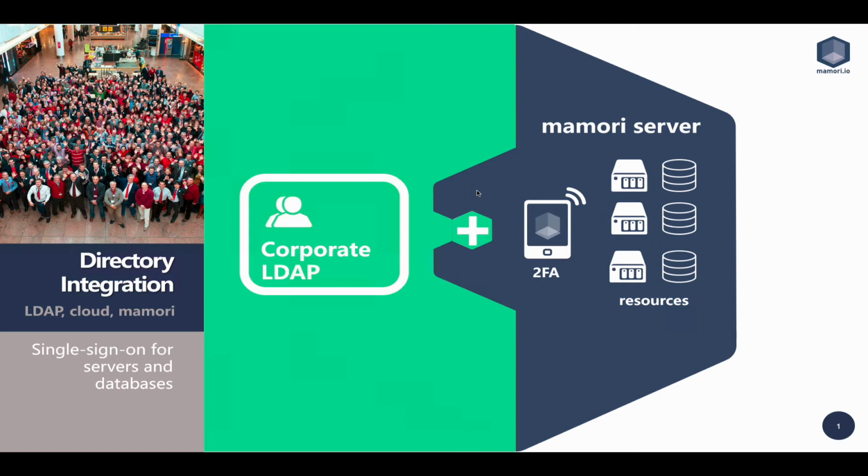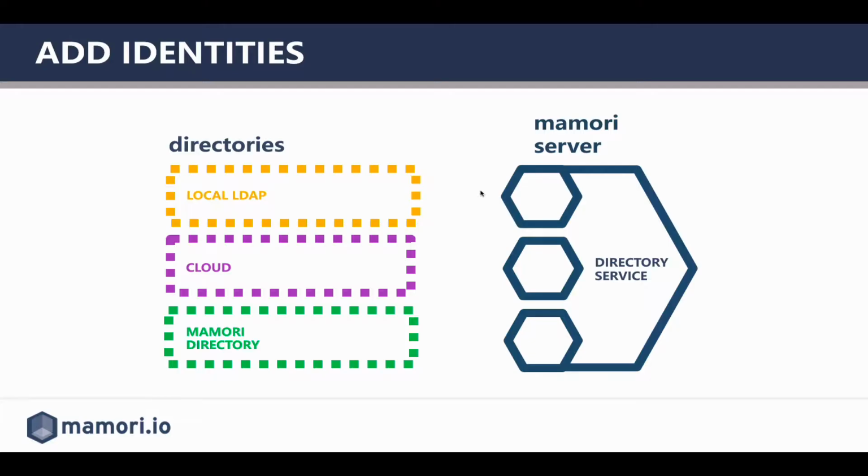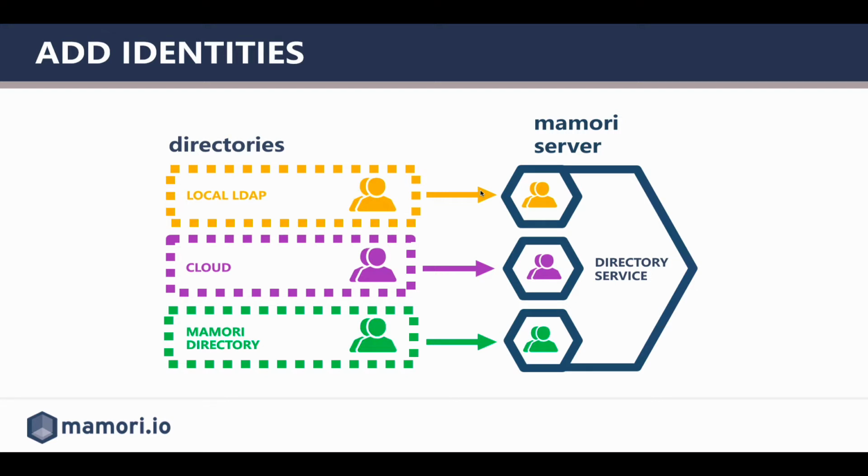This video will show you how to integrate your corporate directories with your Mamori server, providing users a single multi-factored login to connect to databases and SSH to servers. You can add identities to Mamori's directory service from any number of local LDAP servers, from cloud directories, or you can add just the logins within the directory service itself.